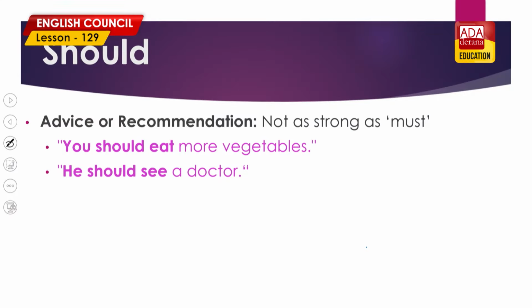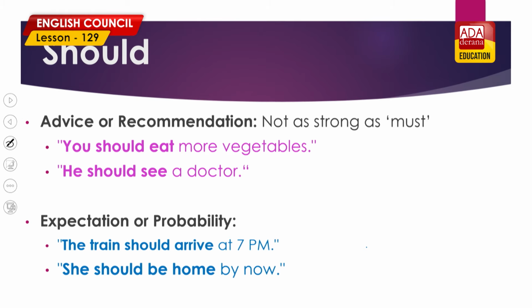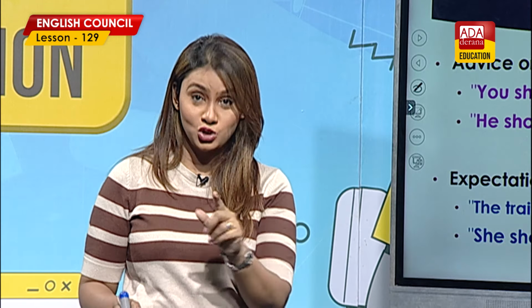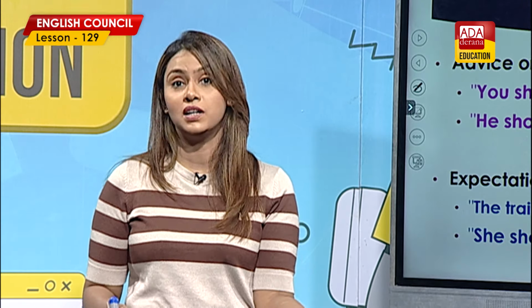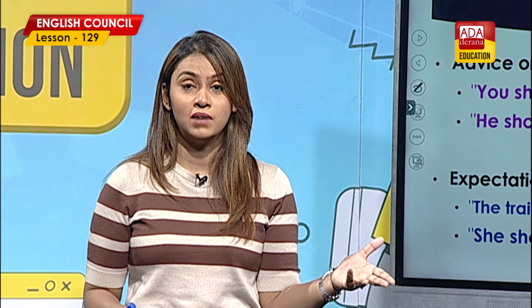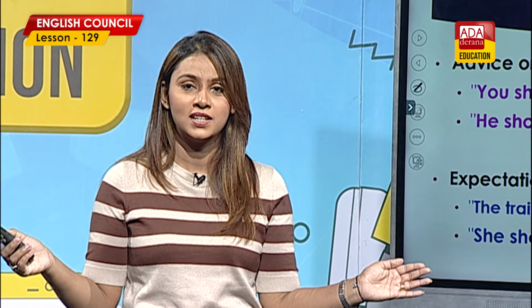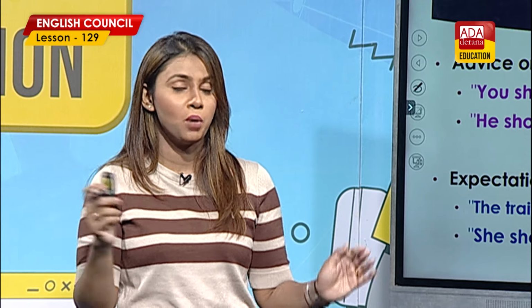Look at the screen. You should eat more vegetables. Of course, when you tell someone you should eat more vegetables, that person has a choice. He can either eat or he can skip eating vegetables, no problem. But when you say you must eat more vegetables, then you must eat it. I mean, it's a must. It's an obligation. It's something that you really have to do. It's a necessity. It's compulsory. It's mandatory for you to do it. You must eat vegetables. Otherwise, something bad will happen. Must. You are under strict obligation.